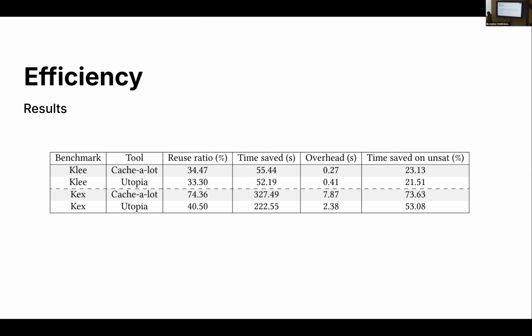And these are absolute values. But what about the real efficiency for the unsats? Our algorithm reduced the time consumed to solve unsatisfiable formulas by 74% compared to 53% for Utopia. And that means that Cachalot really outperforms Utopia, and moreover, the reuse ratio also shows that considering some substitutions and reusing some results between formulas during some analysis, for example, symbolic execution, is quite valuable and reasonable.